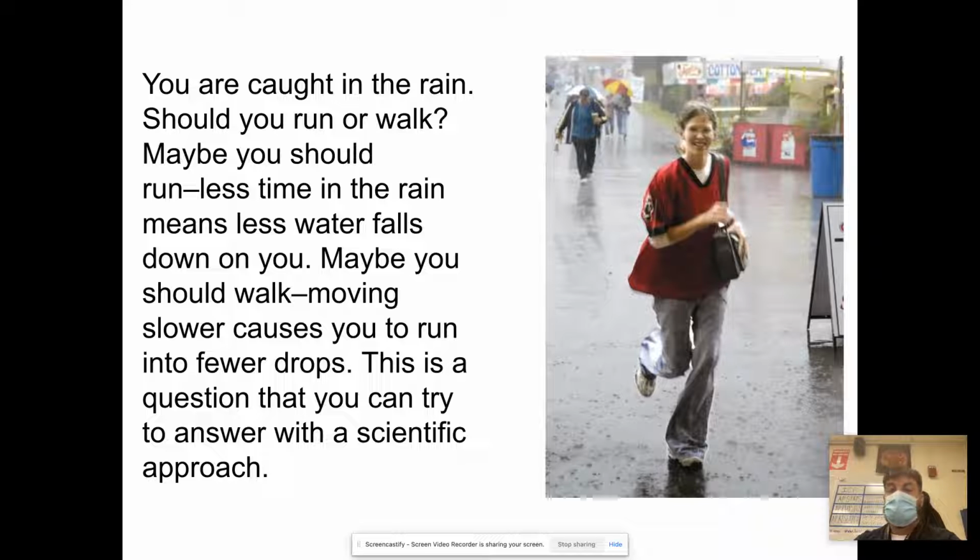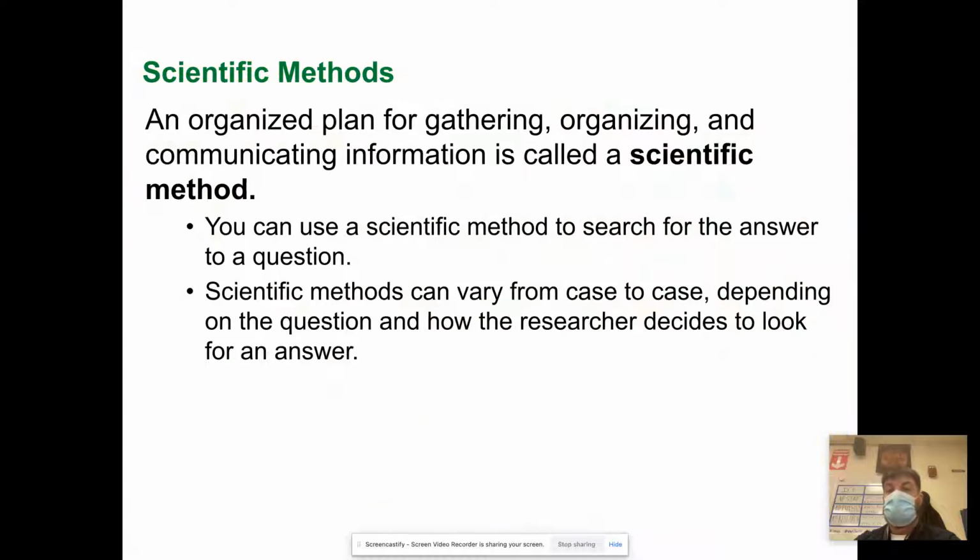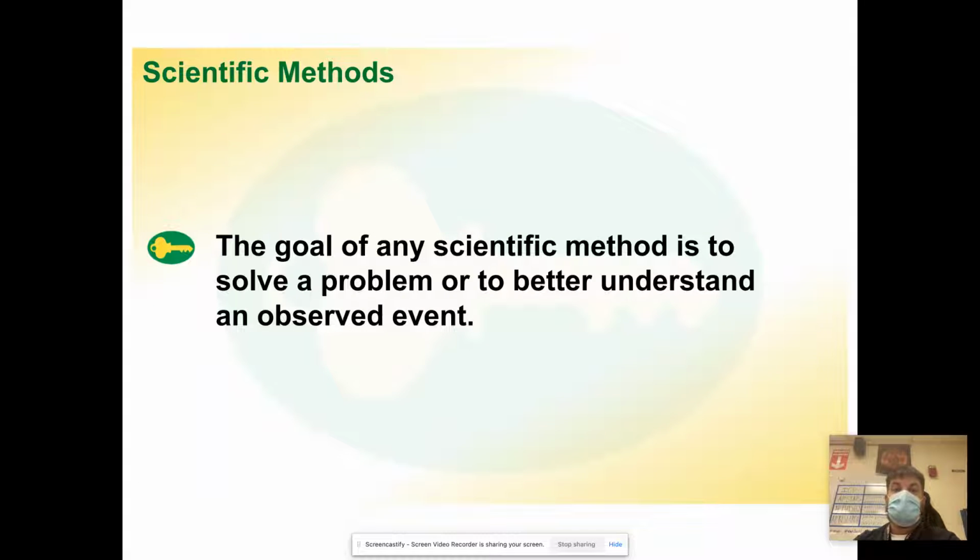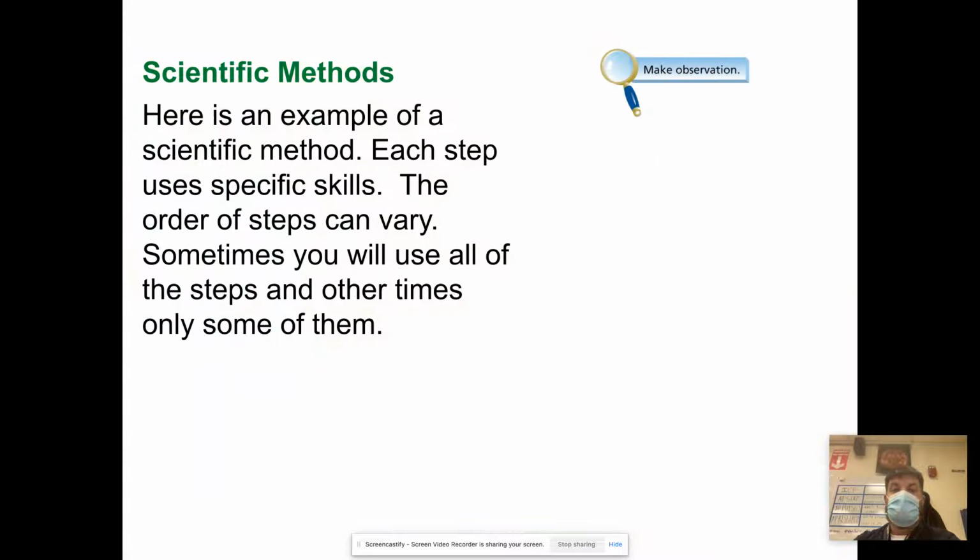So you could run, but you might run into more water. You could walk slow. You don't really know until you have an organized effort to figure it out. So the goal of any scientific method is to solve a problem and to better understand an observed event. Here's an example of a scientific method. Each step uses specific skills, and the order of steps can vary. Sometimes you will use all the steps, and other times you will use some of them.